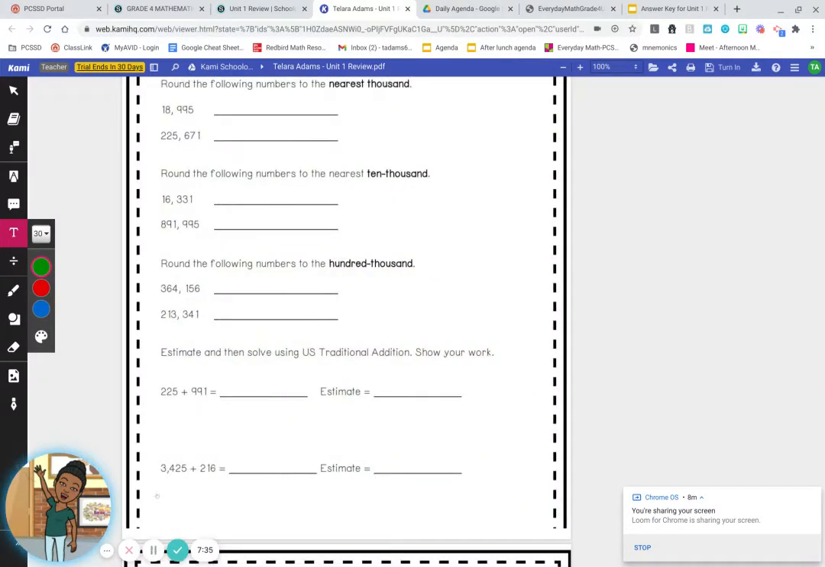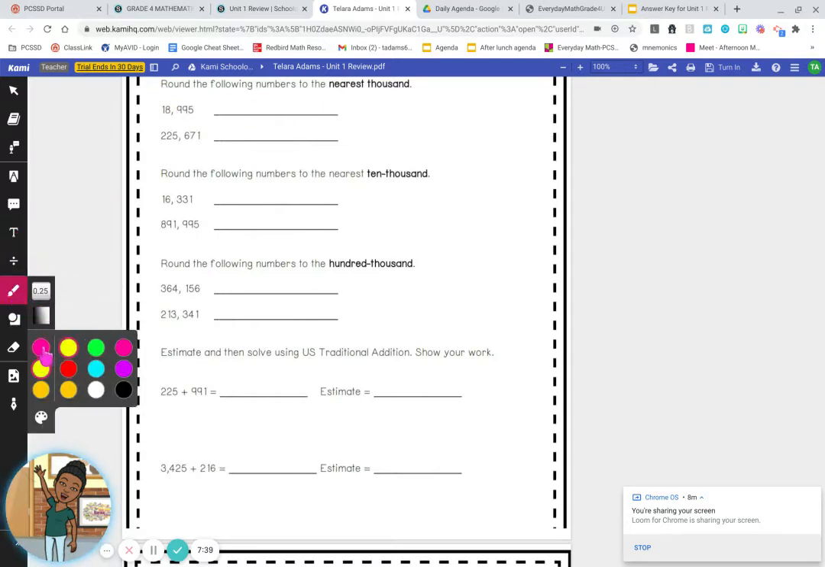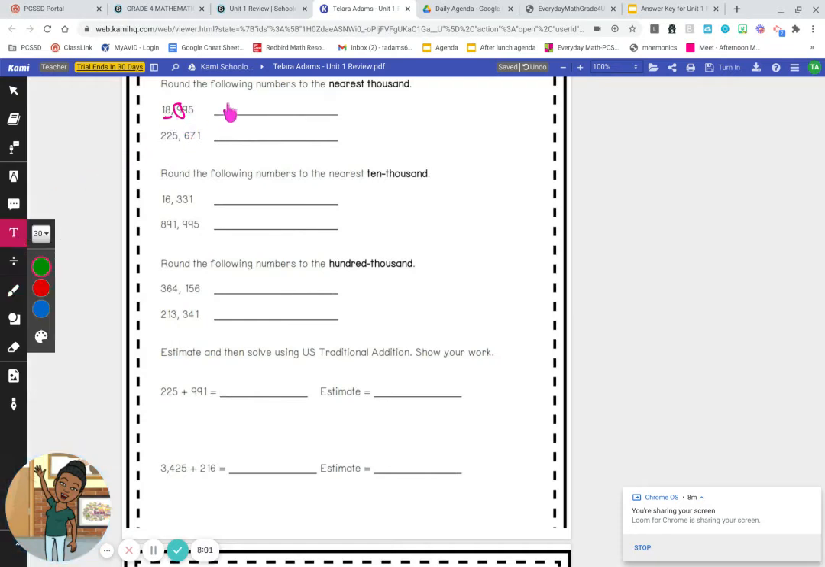Your next number here is round the following numbers to the nearest 1,000. Well, we are going to underline the place that we're looking at. And in this case, it is our nearest 1,000. So I'm going to underline 1,000. My neighbor is 9. So my 9 is going to determine if I'm going to raise the score or let it rest. Is 9 5 or more? Yes, it is. So in that case, I'm going to round up. And my 8 is now a 9. Everything else becomes 0.